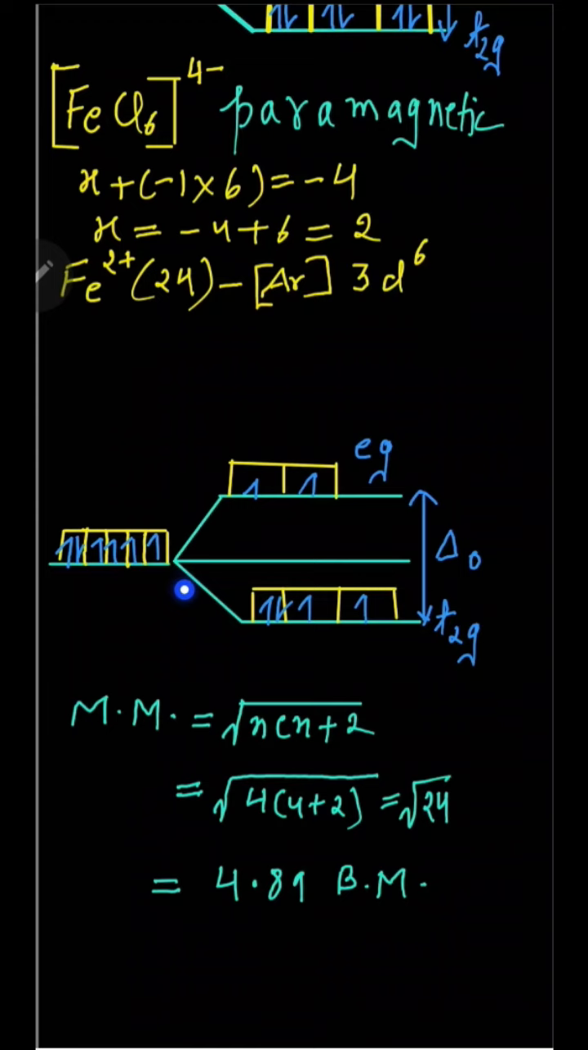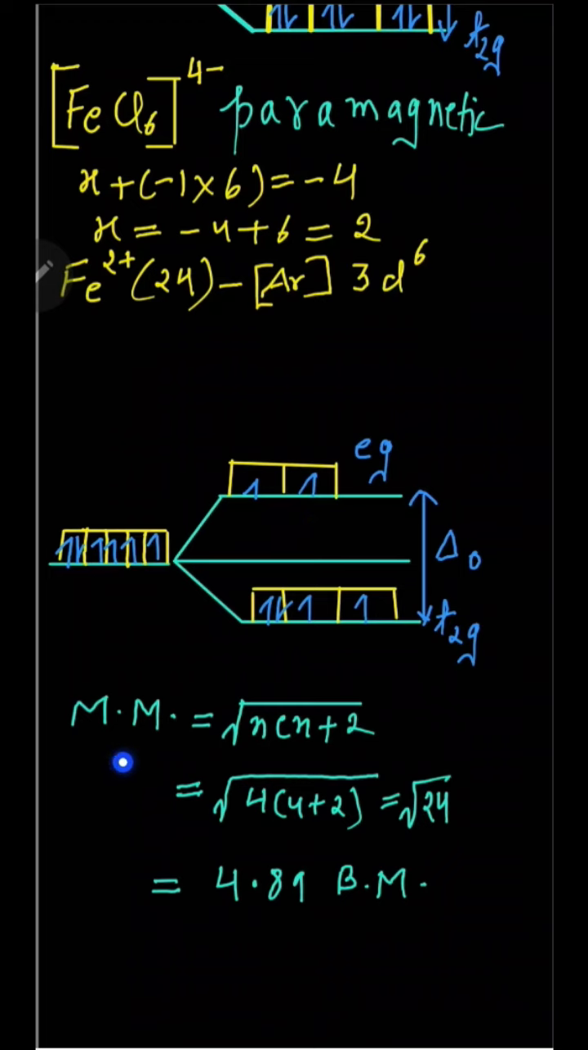But first of all, we'll put one electron each in all the available orbitals, right? So 1, 2, 3, 4, 5, and then the sixth one we left, we'll put the sixth one here. So this complex has 4 unpaired electrons: 1, 2, 3, 4. So that's why it is paramagnetic in nature.